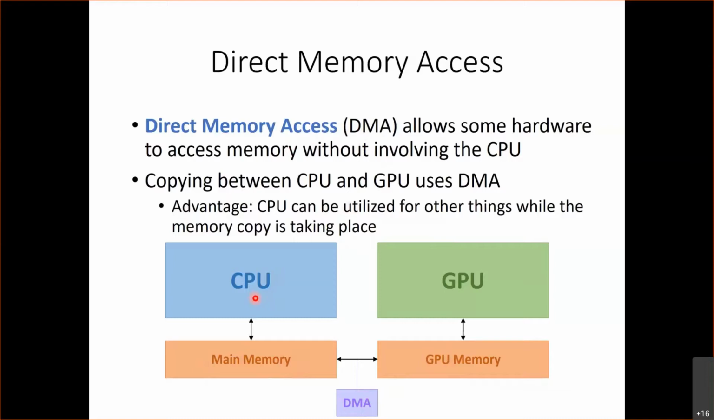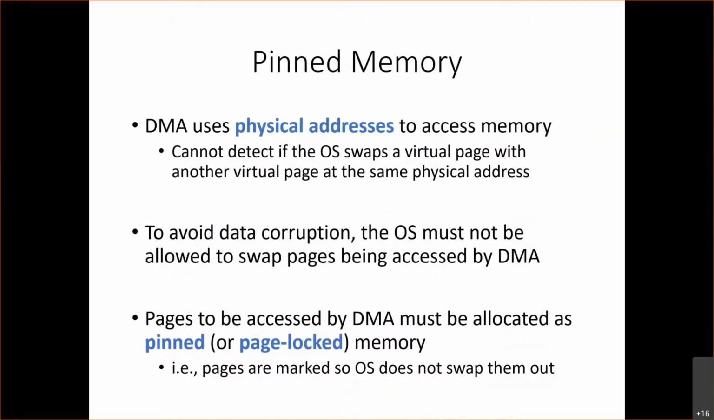But the disadvantage is that the DMA doesn't have the capability of doing virtual address translation, because that's what the CPU does. So the DMA actually uses a physical address, which means that it cannot detect if the page gets swapped out. So because of that, to use DMA, we need to have a guarantee that the page that we are copying from or copying to in the main memory doesn't get swapped out. And what that means is that we have to pin it or lock it. And that's why we use pinned memory.